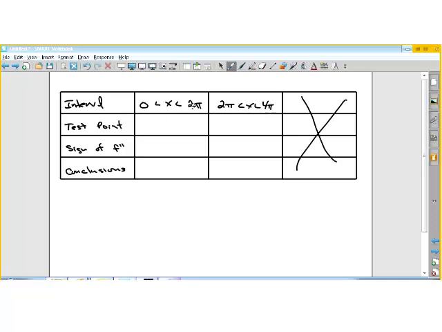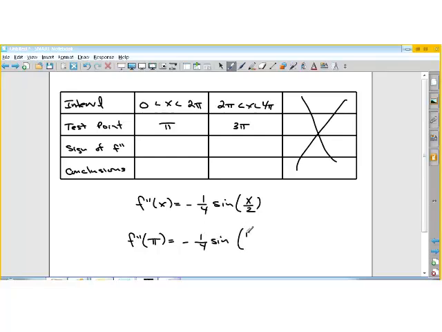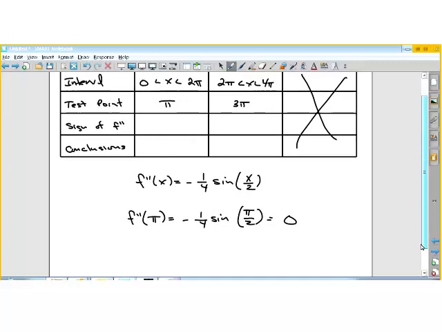Don't need this one. So a test point would be, well, pi looks like a good number, and here 3 pi. And the second derivative was equal to negative 1/4 the sine of x over 2. So let's just plug the numbers in. So f double prime of pi is minus 1/4 the sine of pi over 2. Plug that in your calculator, and you find that the sine of pi over 2 is 0.